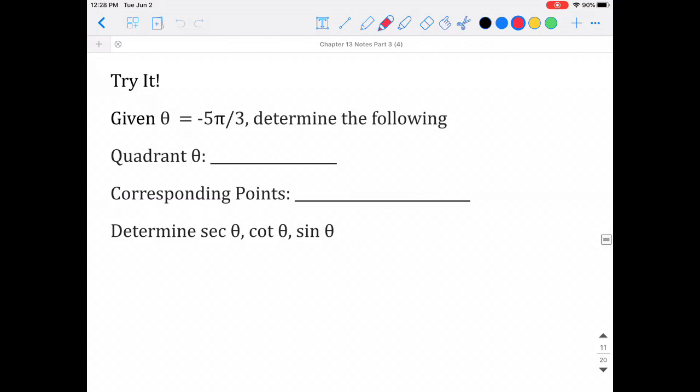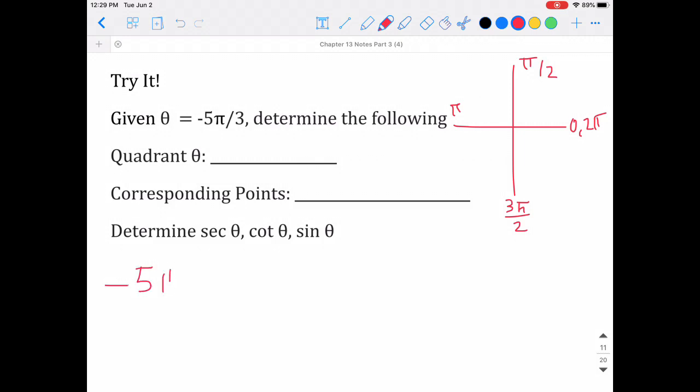So given theta equals -5 pi over 3, determine the following: the quadrant, the corresponding points, and from the corresponding points we will be able to determine the secant, cotangent, and sine of theta. So first let's think about this on our unit circle. So I'm going to start by labeling the axes of our unit circle. And we have a theta of -5 pi over 3.